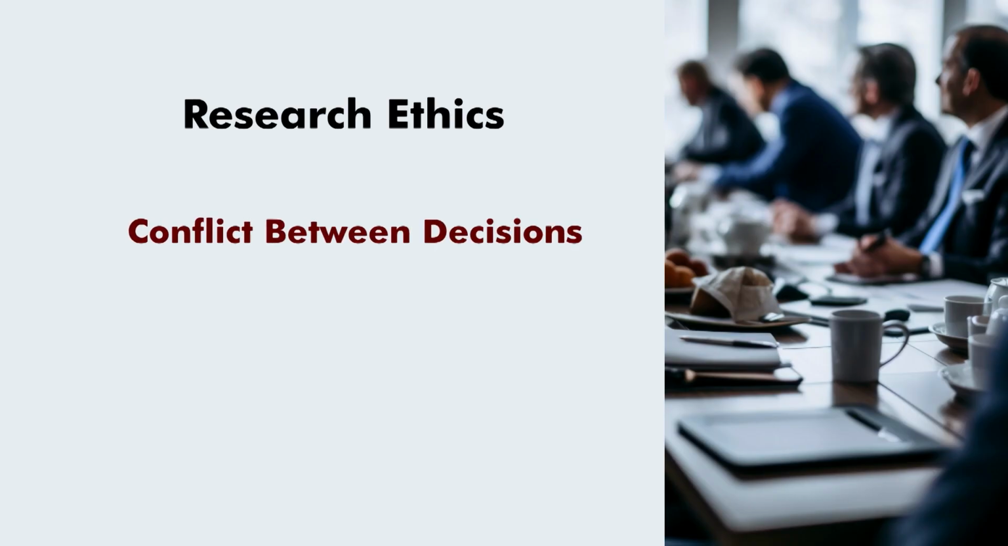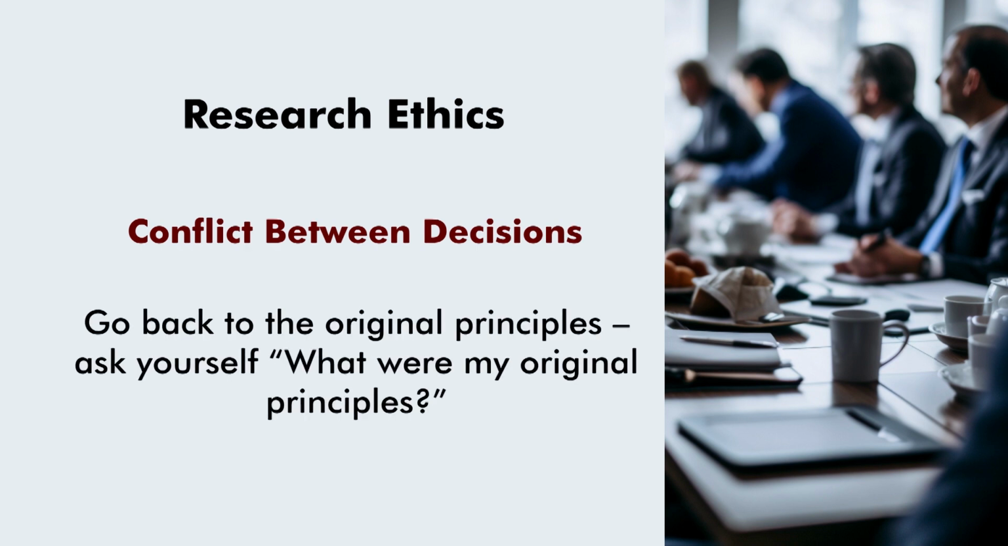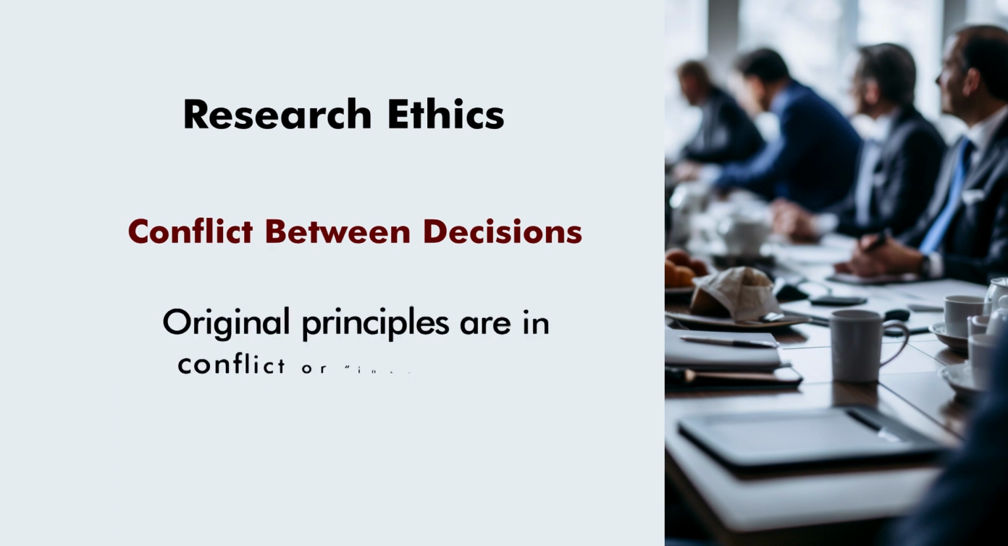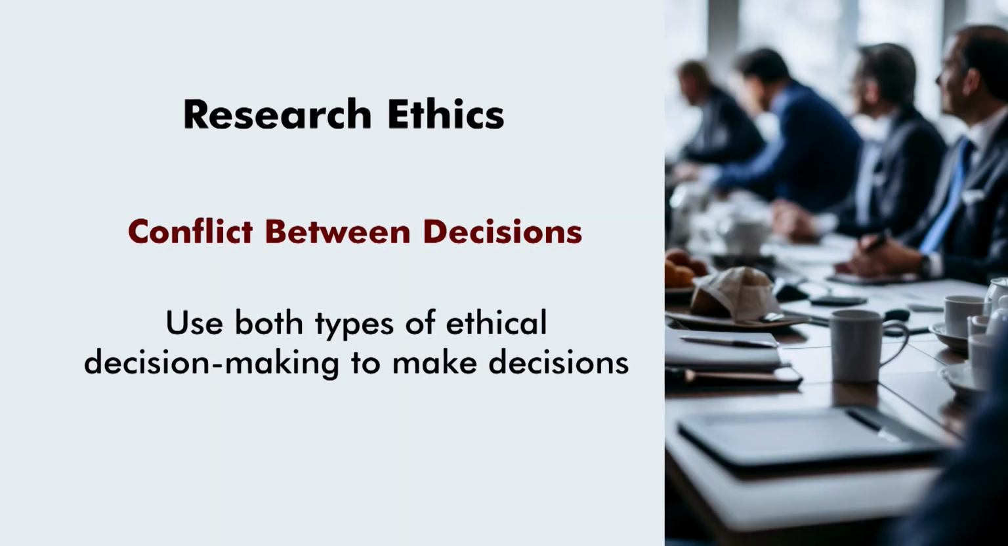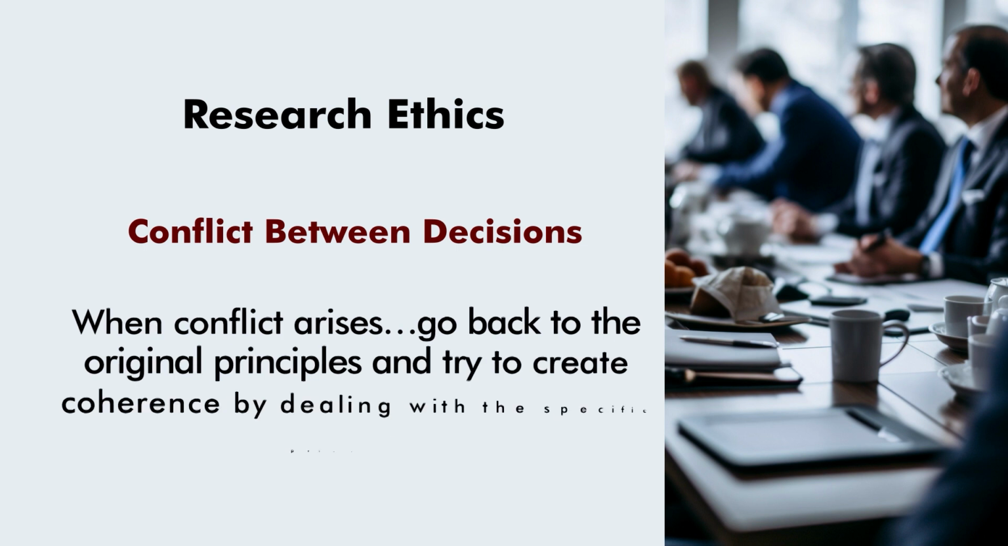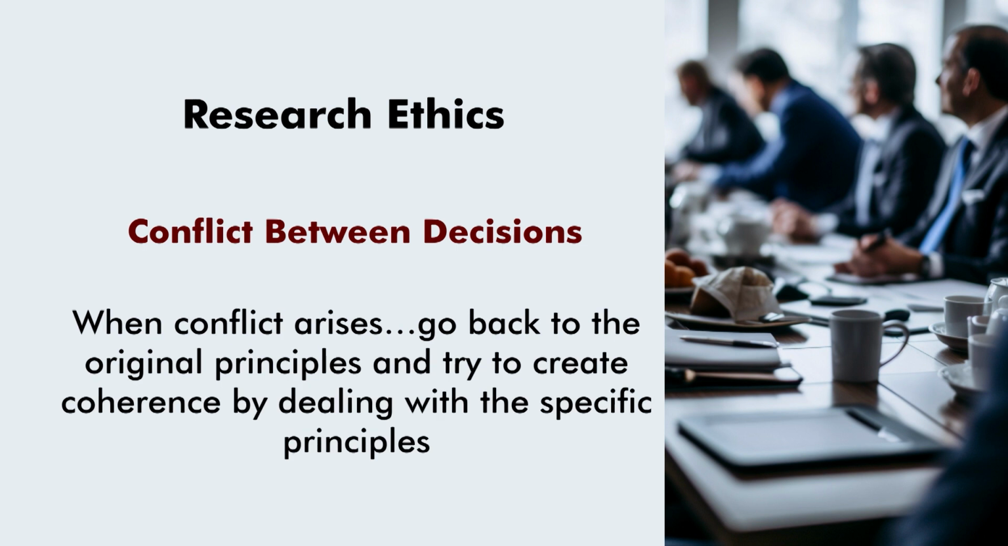There may be a conflict between decisions. If there is a conflict, go back to the original principles. Ask yourself, what were my original principles? Are the original principles in conflict or incoherent? There will be conflict, and you will use both types of ethical decision making to make decisions. When conflict arises, go back to the original principles and try to establish coherence by addressing specific principles.